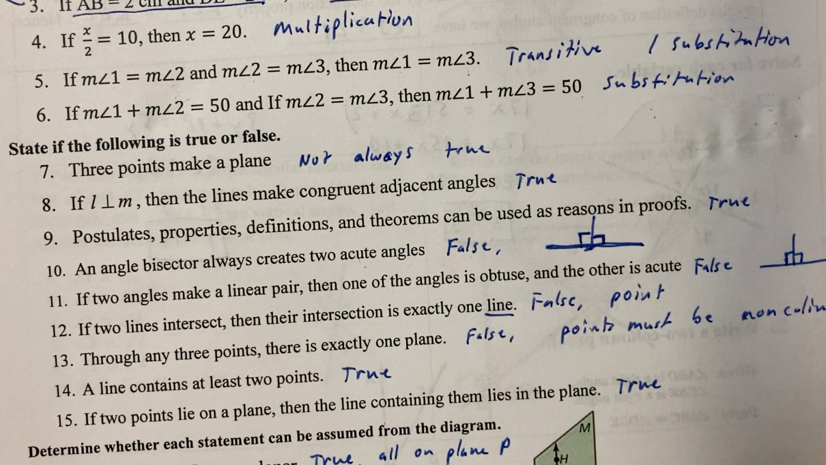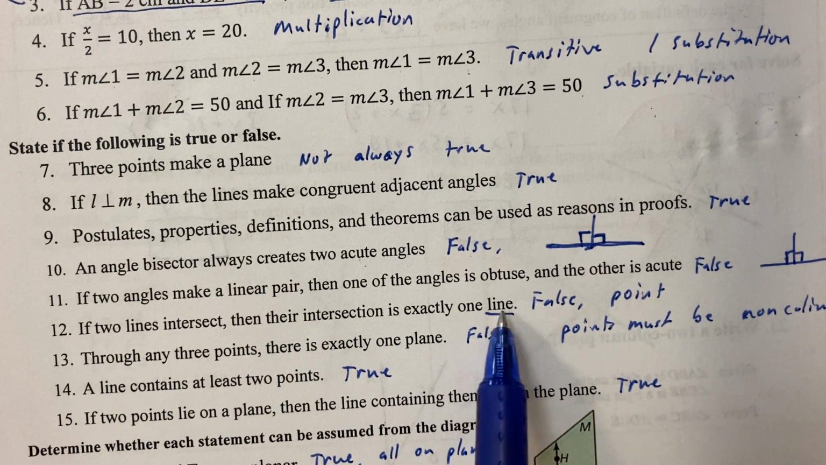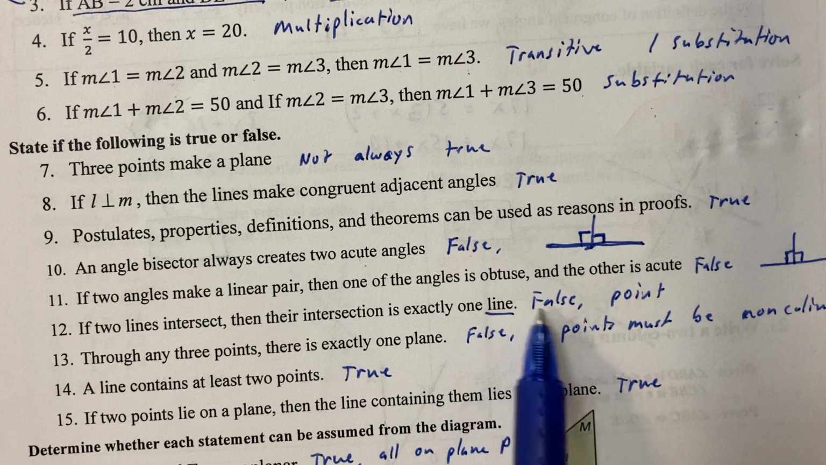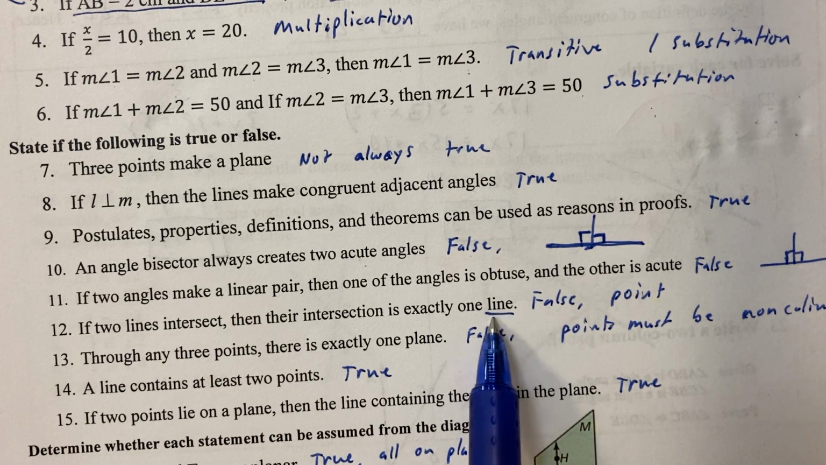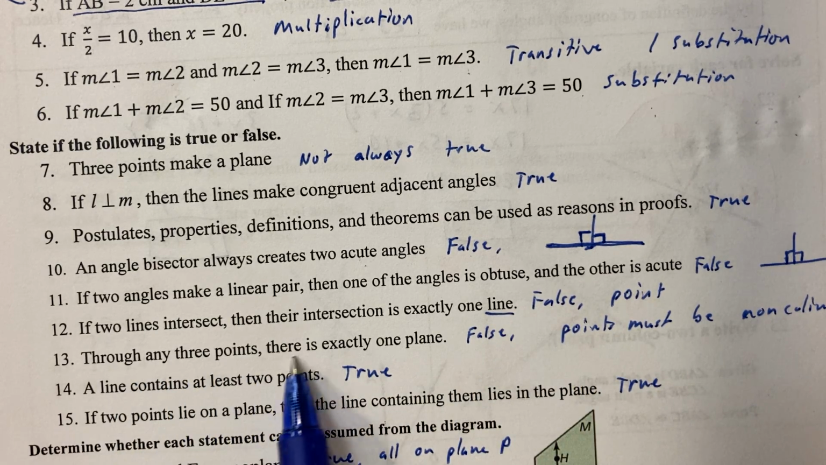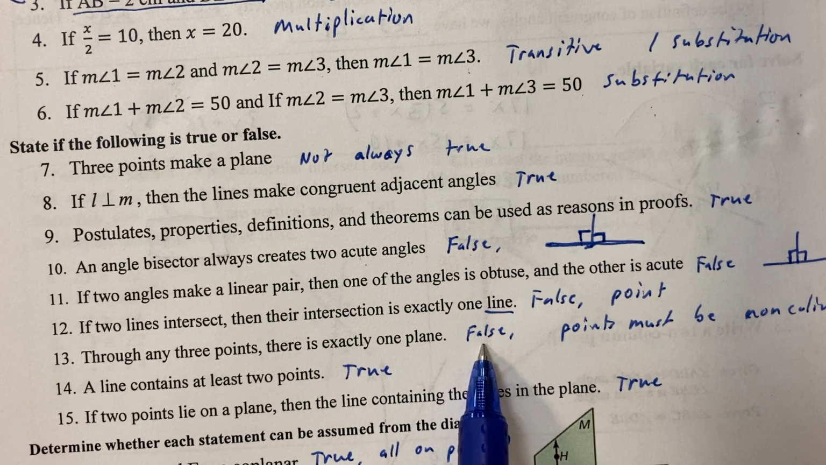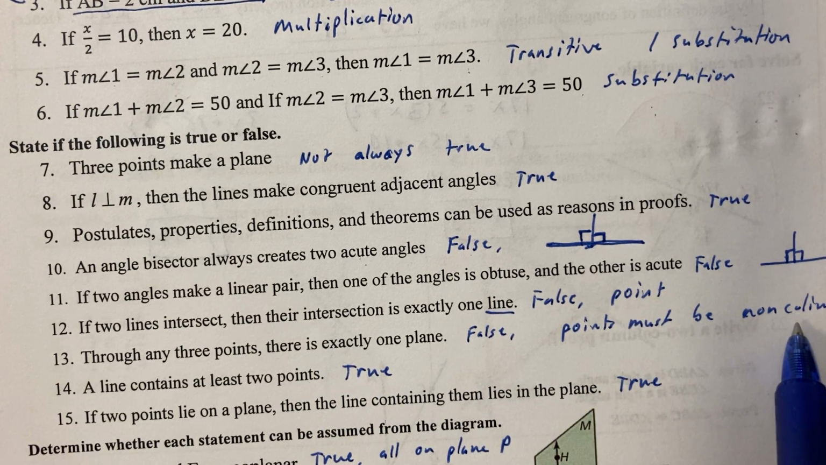Next. Number 12, 2 lines intersect, and the intersection is a point. So that made it false. It should be a point. Next, through any 3 points, there's exactly 1 line. That is false. The points must be non-collinear.